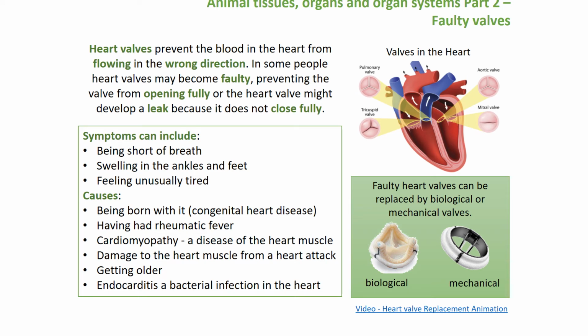Next bit is looking at faulty valves. So another big problem in medicine, or that people face, is faulty valves that aren't working properly. Now, we know that valves are there to make sure that blood flows in one direction. So if you have got a faulty valve, it means that blood can go the wrong way, and that obviously causes issues in terms of blood getting mixed up, not enough oxygen and glucose getting to all the parts of your heart, of your body.